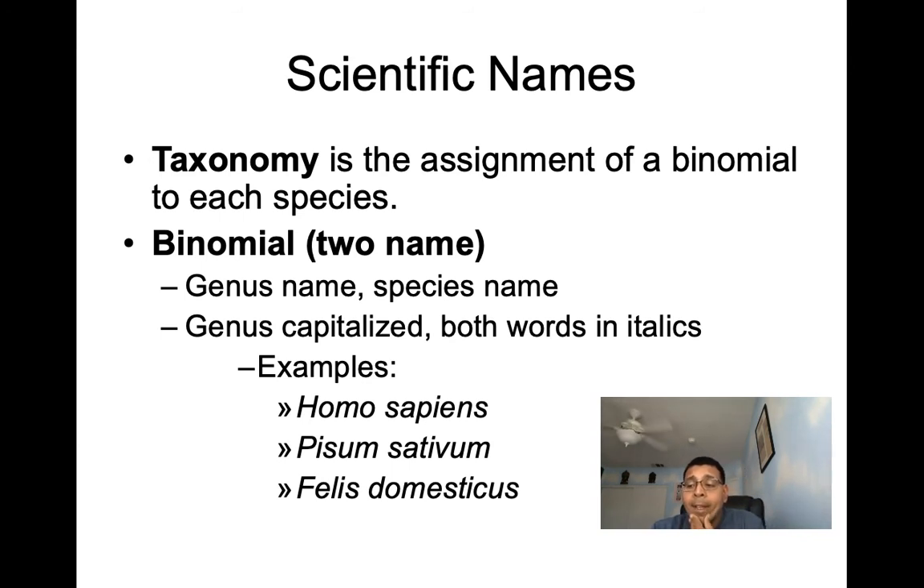The genus name can be used alone also, to refer to a group of related species. Also, a genus can be abbreviated to a single letter if used with the species name. So for example, Homo sapiens can be abbreviated to just a capital H, period, and then sapiens.